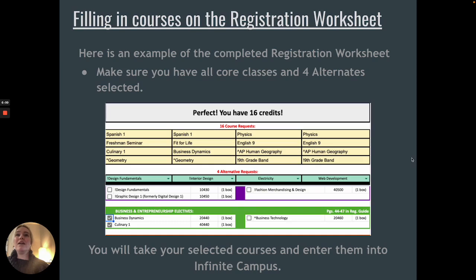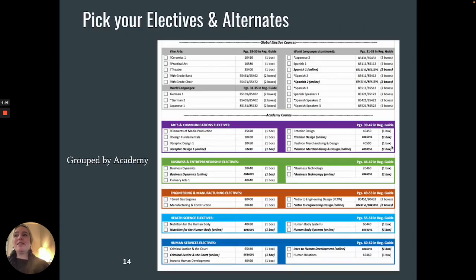Here's an example of what it will look like once it's more complete. This is also a page that will show you all of the alternates and electives that you can pick. They're grouped by academy, but you can pick from any of them. So don't be worried about the colors. You'll just want to pick the ones that are most interesting to you.